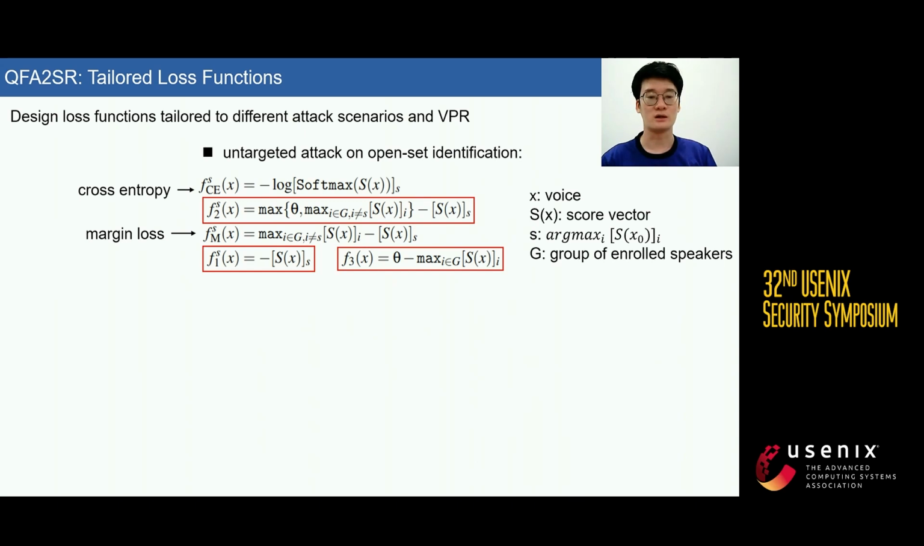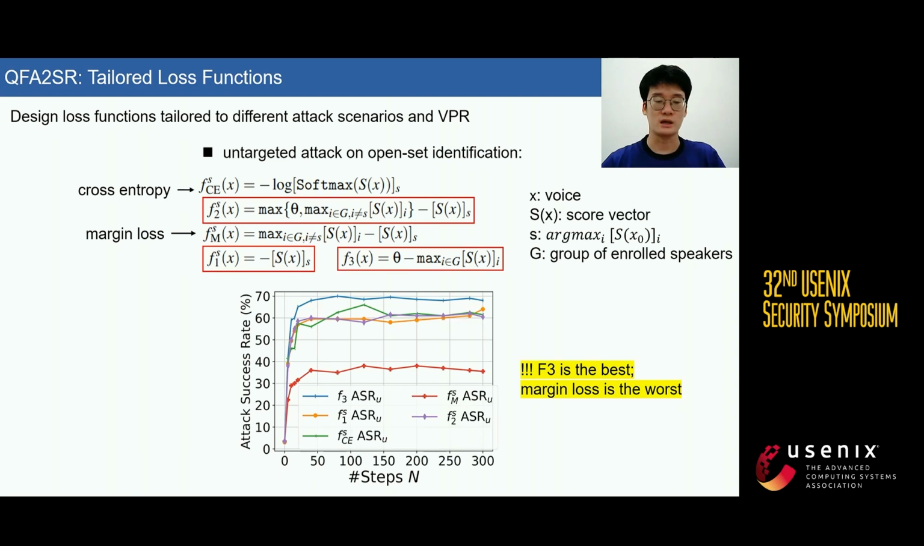For the untargeted attack, we use five loss functions. The same as before, there are obvious differences between different loss functions, and the margin loss still leads to the worst transferability among all the loss functions. In general, the loss function F3 is the best one.